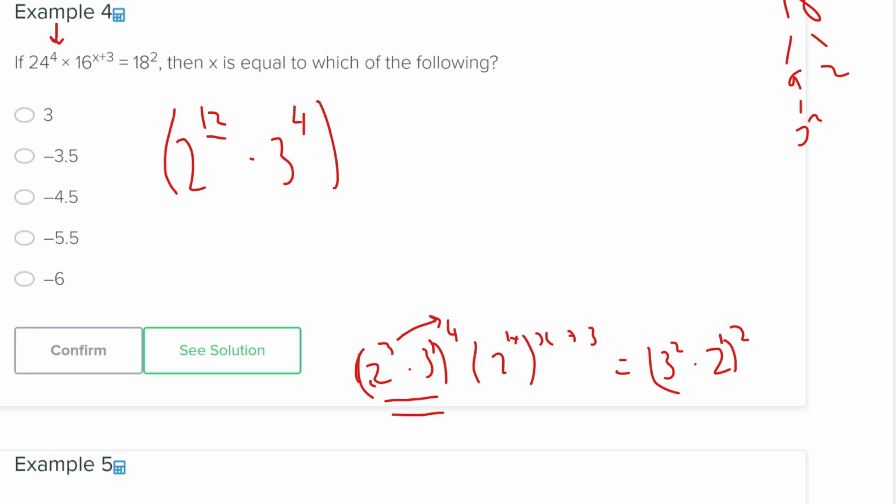Let's do the same thing for the next number here. What would we do? We'd multiply the little numbers. So we've got 4 here as the power multiplied by the x plus 3 on the outside. 4 times x plus 3 is 4x plus 12. So that is the solution for the next one when you're multiplying.